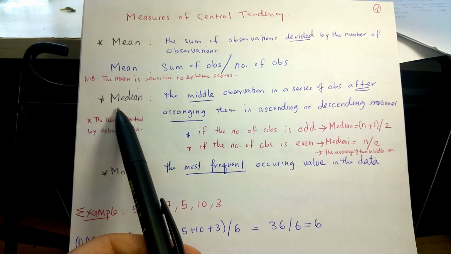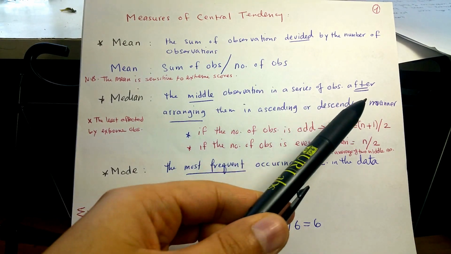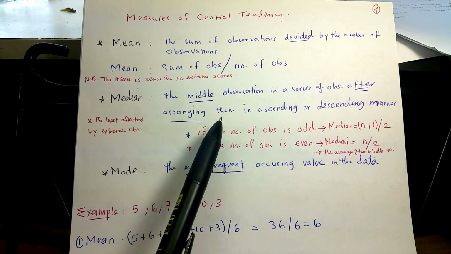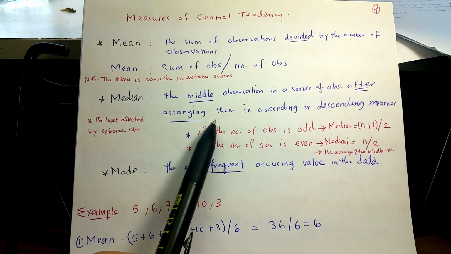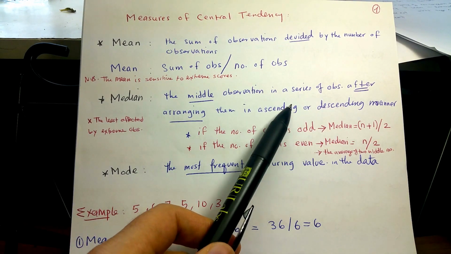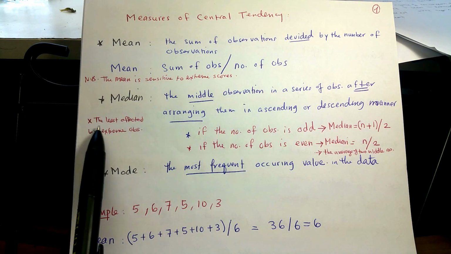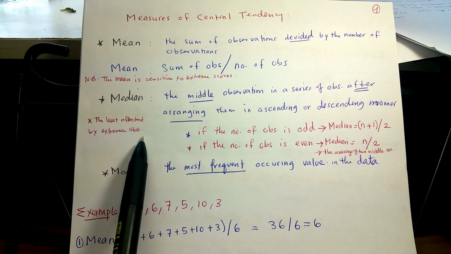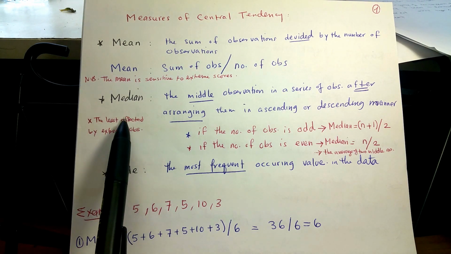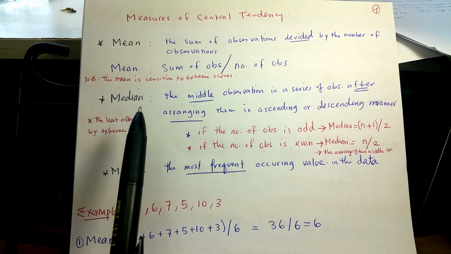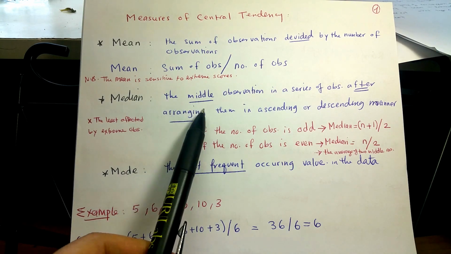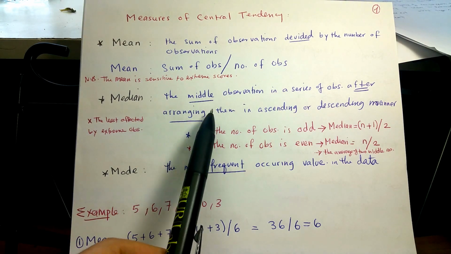While the median is the middle observation, but only after rearranging the scores or the observations in ascending or descending order. Usually it's in ascending manner, and it's the least affected by extreme values, so it's a good measure in a skewed curve. So we said it's the middle observation after rearranging.